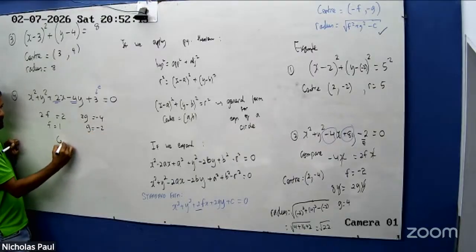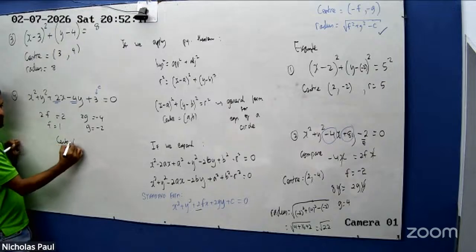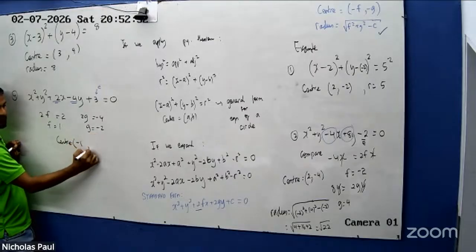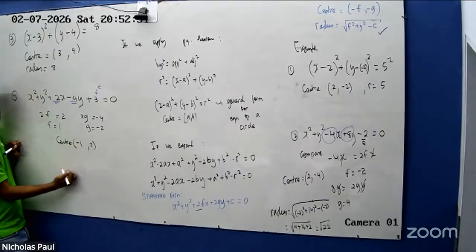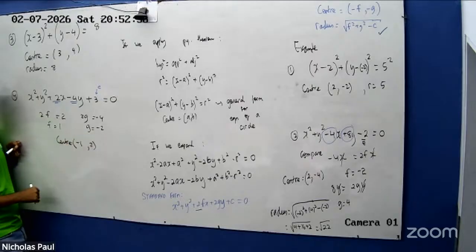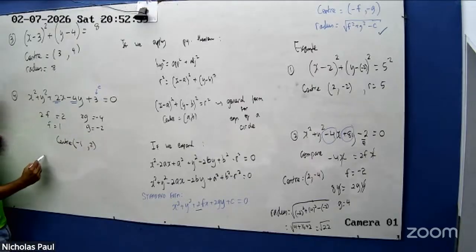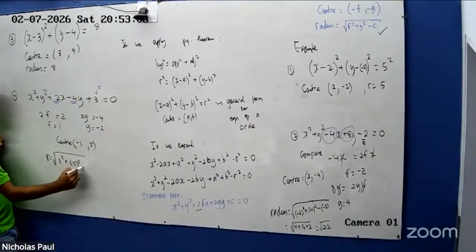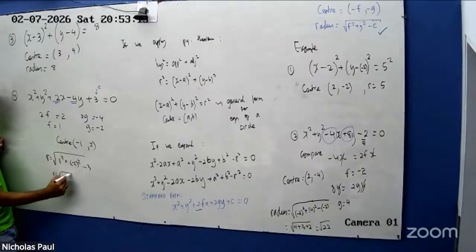So that means that the center is what? Minus f, minus g. That's okay? Minus f, minus g. And how do we get the radius? Square root of f squared plus g squared minus c. Right? So I have the square root of 1 plus 4 minus 3. Square root of 2.